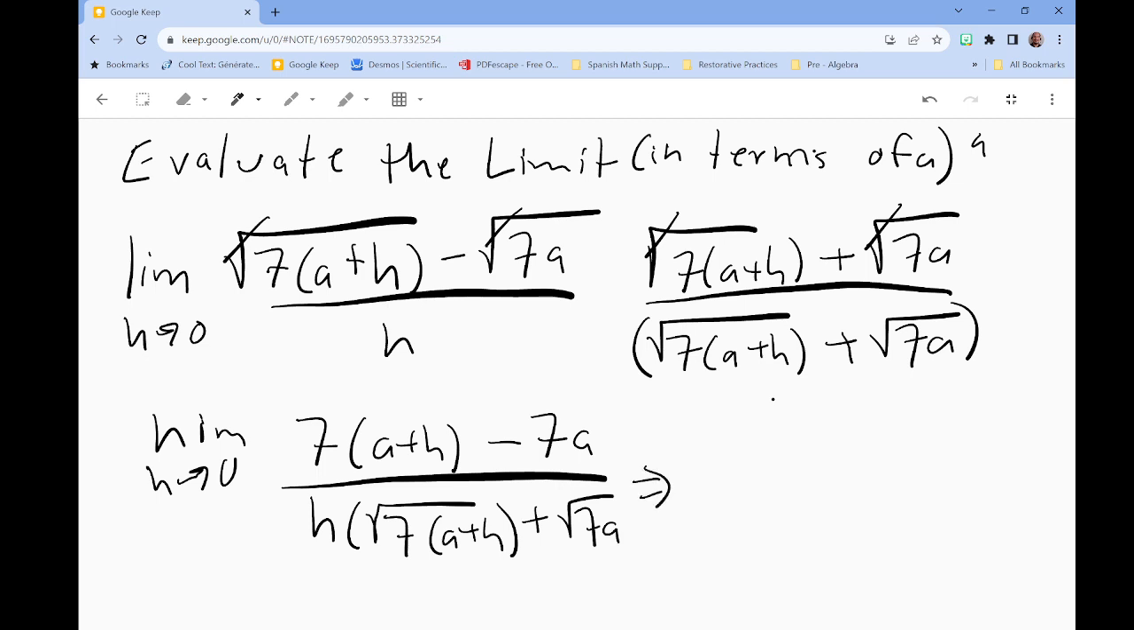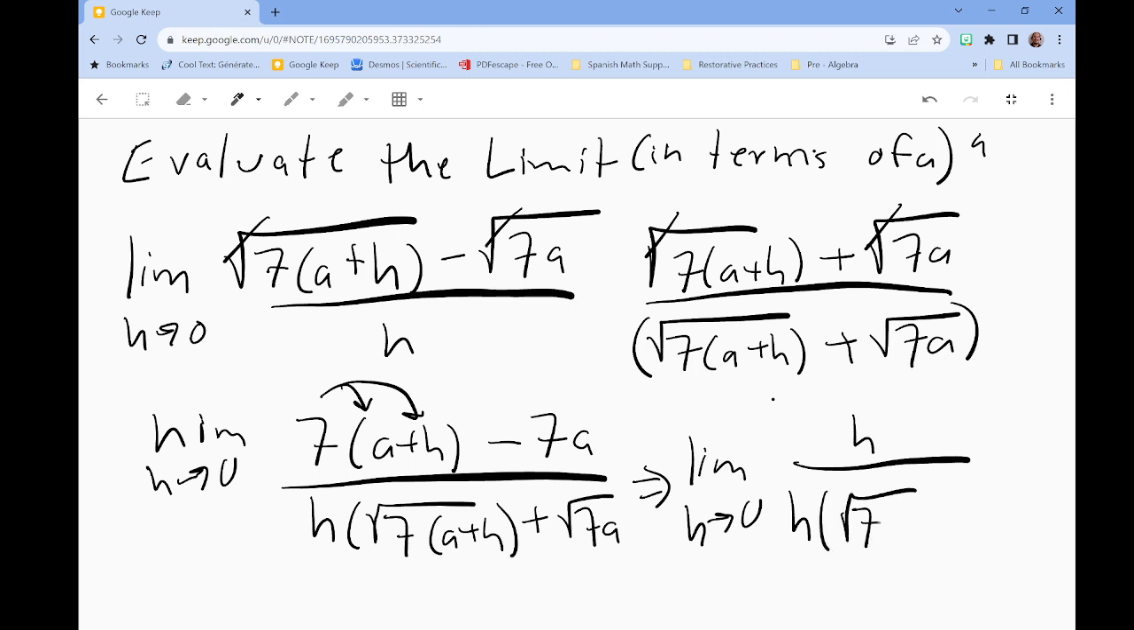We haven't taken our limit just yet, so I'm going to write here limit as h approaches 0. In the numerator, if I distribute the 7, I get 7a plus 7h. The 7a's cancel out and we just end up with h all over the denominator, which looks like h times, I'm going to leave that alone, the square root of 7 times (a plus h) plus square root of 7a. And we are going to go ahead now and eliminate the h's.